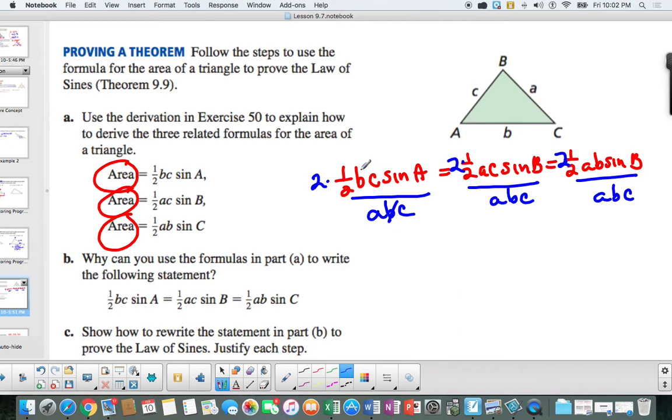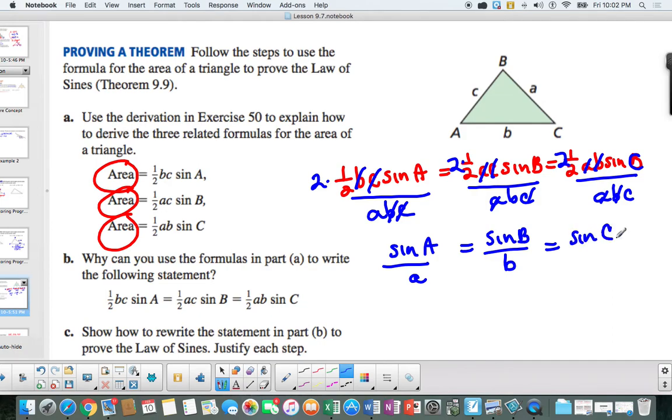So the B's are going to cancel, the C's are going to cancel, and I'm going to have sine of A all over side A. And the C's are going to cancel, the A's are going to cancel, and I'm going to have sine of B over side B. And I'm going to have the A's cancel and the B's. Oops, not. This should have been a C. The B's are going to cancel, and this will be sine of C over side C. And that is the law of sines.